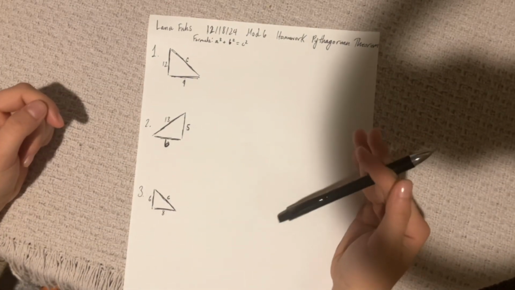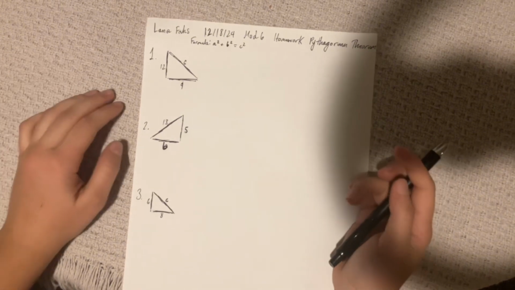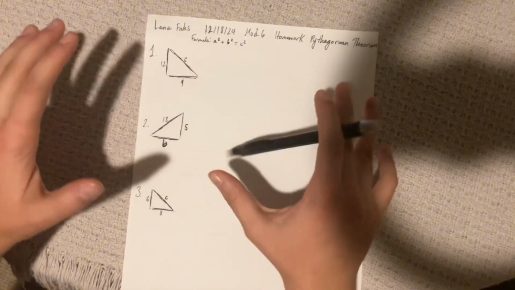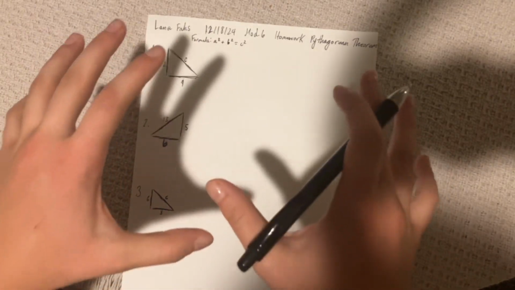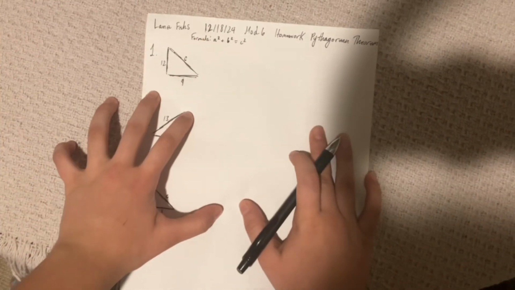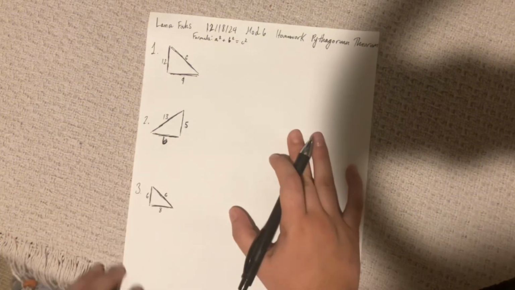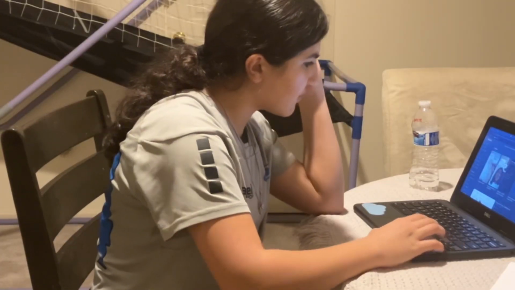Think. Oh, wait a minute, I could just search up a tutorial. That's the most simplest way to do so. Let's just search up a tutorial. How hard could that be? Alright, I think I found one.